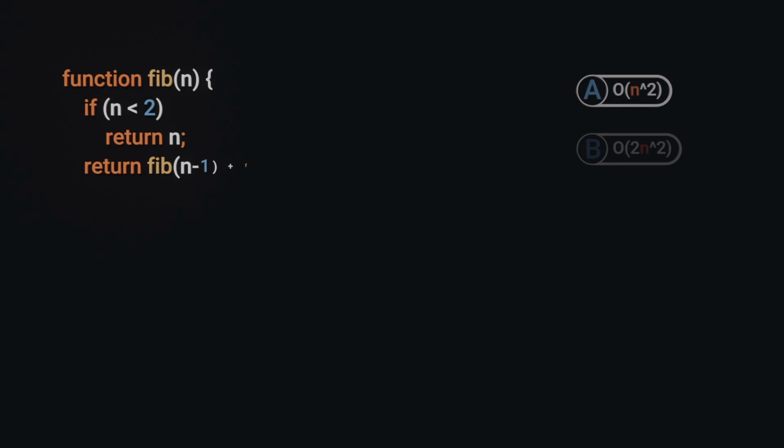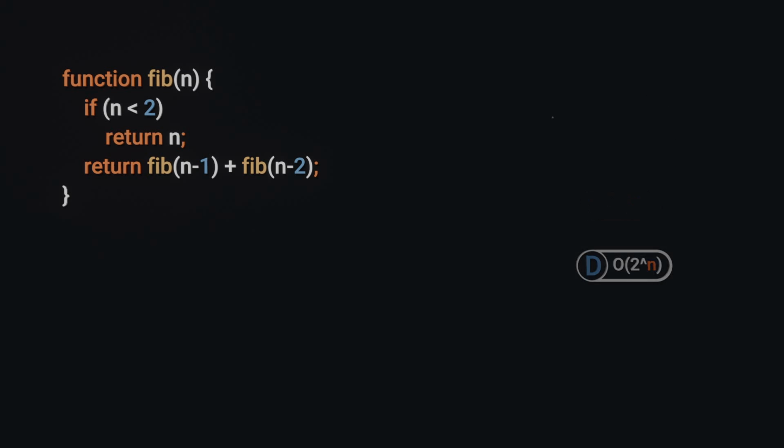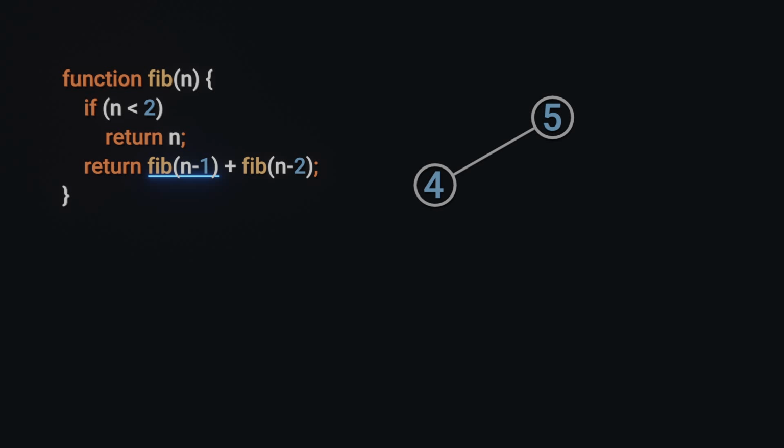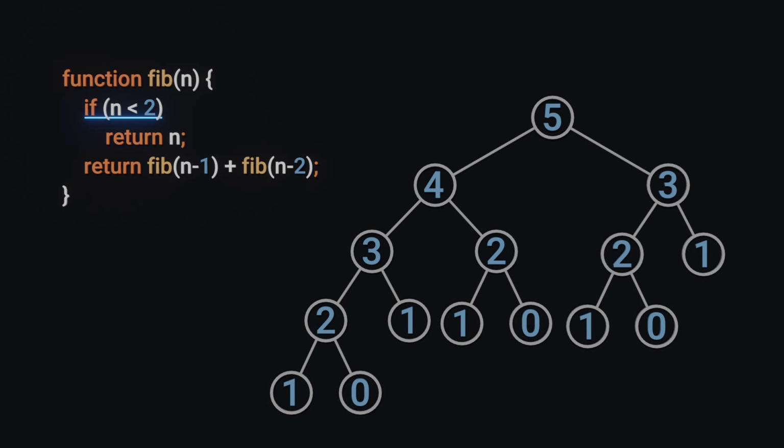What is the runtime complexity of this function? If we call fib with the value of 5, that single call will result in calling fib with the value of 4 and 3. For every one call to fib, we get 2 additional calls until the termination condition is reached. This function's runtime complexity is O of 2 to the nth power.